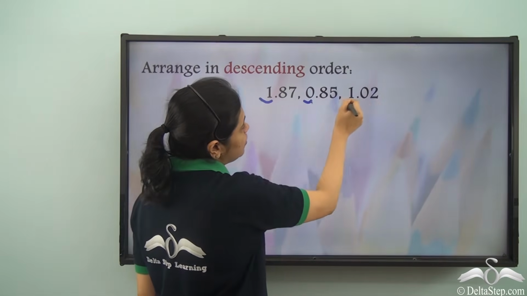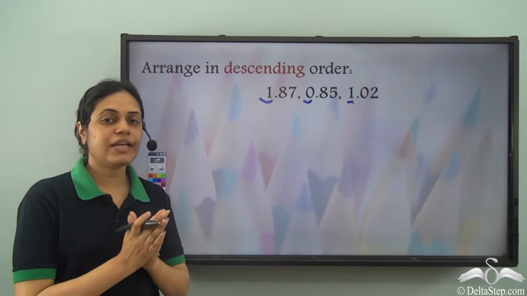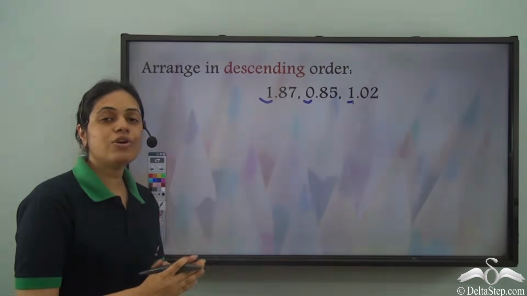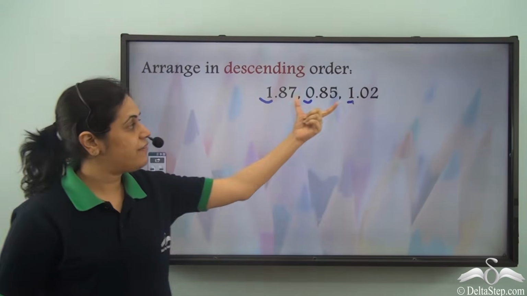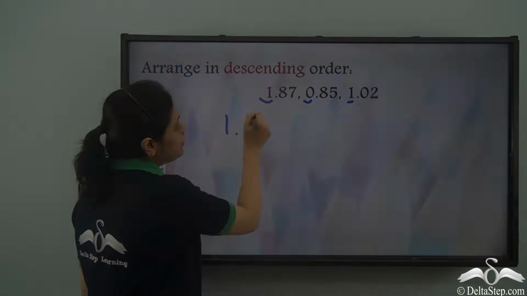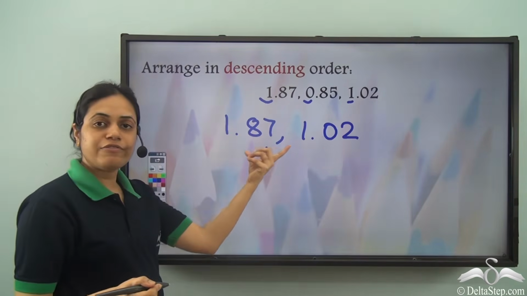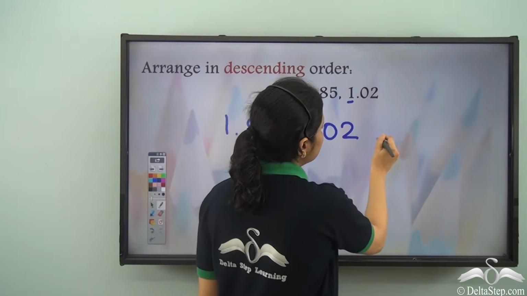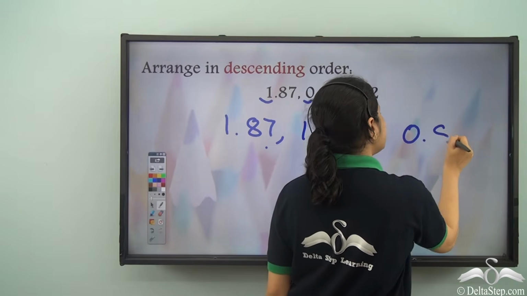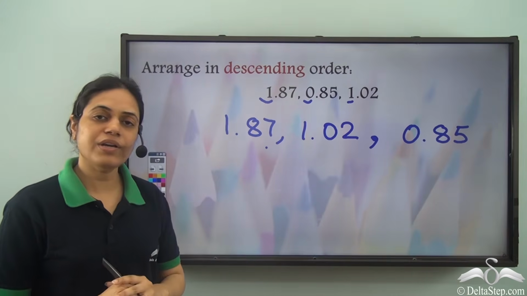I have 1 here, 0 here, 1 here. So the numbers having 1 will be greater than the numbers having 0 to the left of the decimal point. Because I need to arrange from the largest to the smallest, I will write the bigger numbers first. So we write 1.87, 1.02. We still have to compare these two, but we know that each of these is greater than 0.85. So I write 0.85 at the end and these two are here.